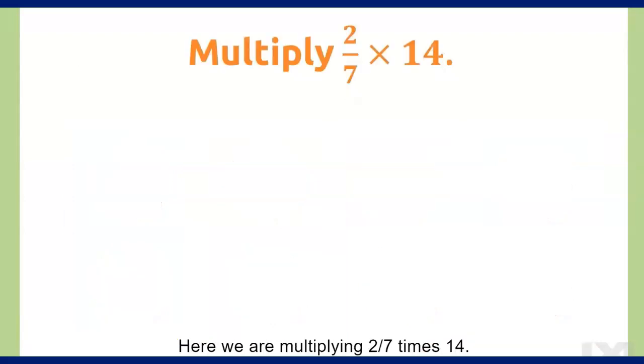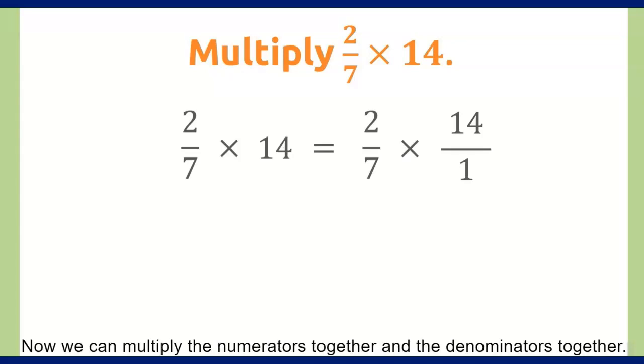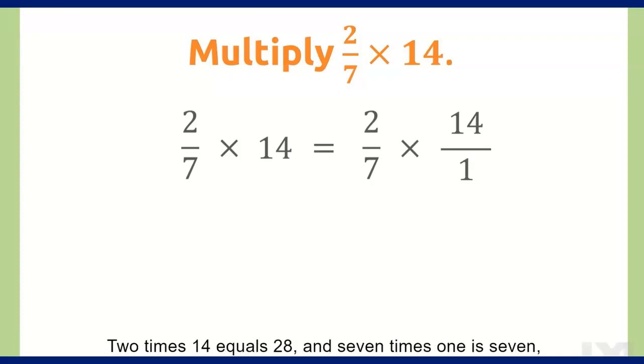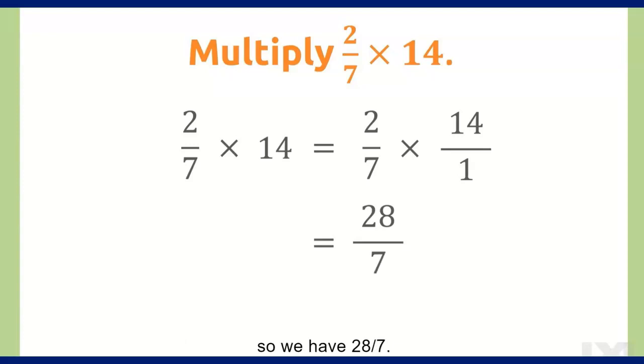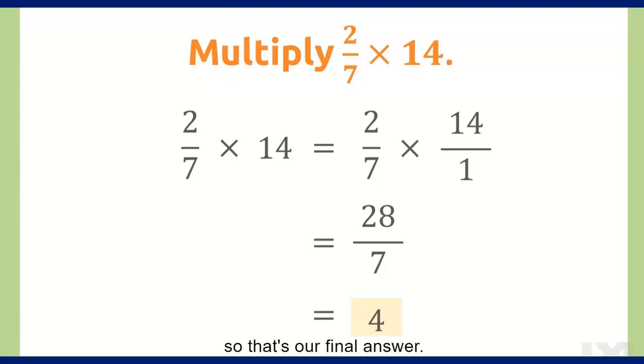Here we are multiplying 2/7 times 14. We can start by writing the whole number as a fraction. This becomes 14/1. So we have 2/7 times 14/1. Now we can multiply the numerators together and the denominators together. 2 times 14 equals 28, and 7 times 1 is 7. So we have 28/7. Lastly, we can simplify the fraction: 28 divided by 7, which is 4. So that's our final answer.